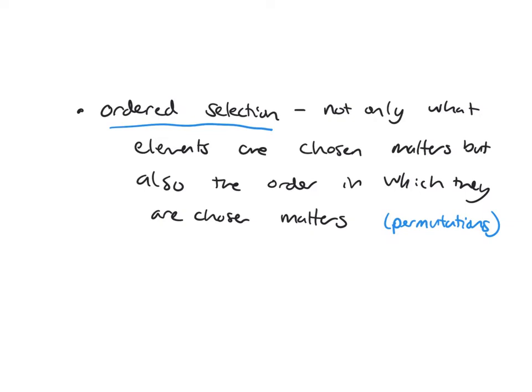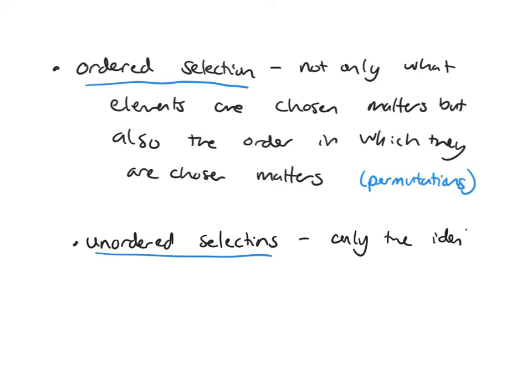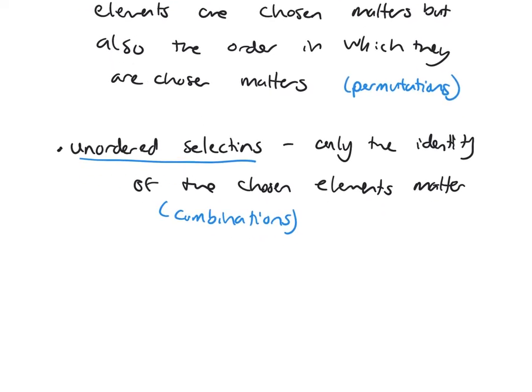We also have unordered selections. And for these, only the identity of the chosen elements matters. So this is where we've been talking about combinations. So for permutations, order matters, but for combinations, order does not matter. Only the selection made matters.